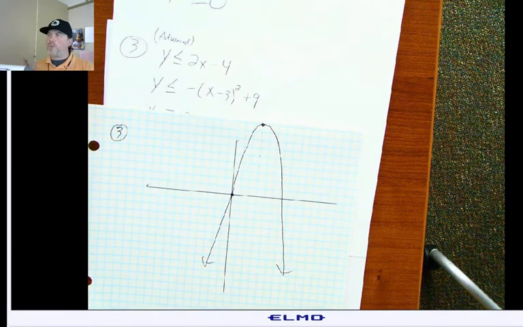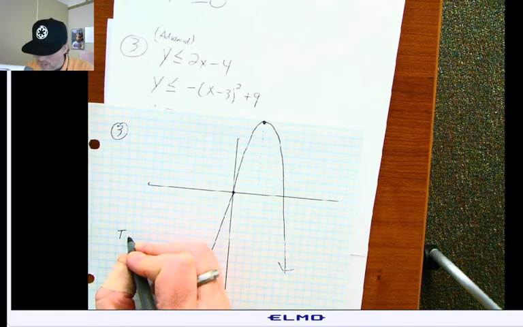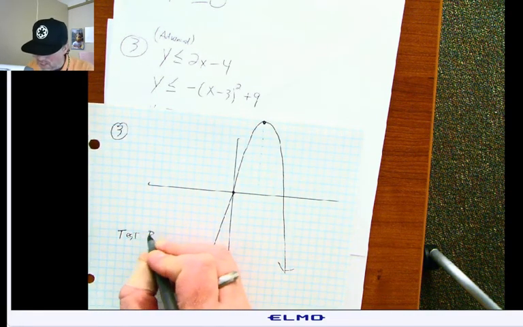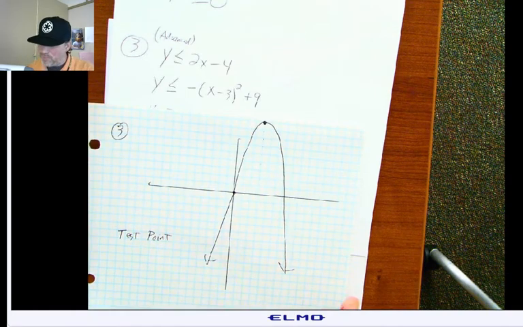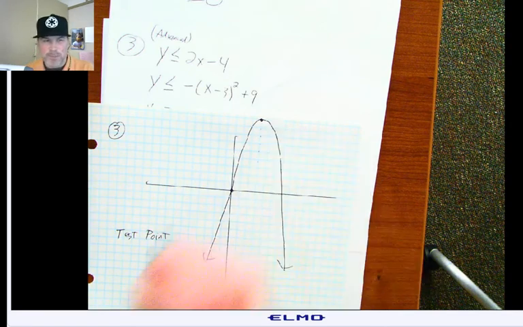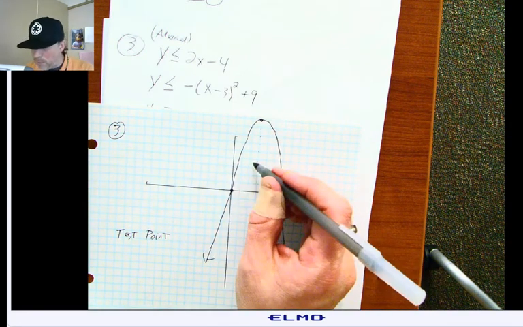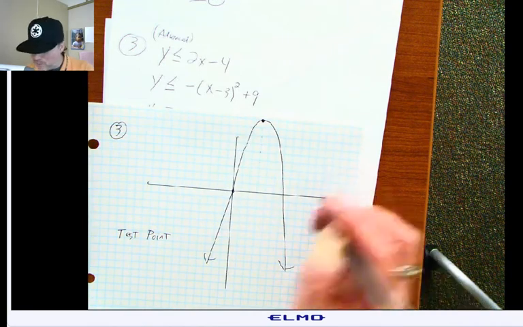Now, in previous problems, we shaded above or we shaded below, depending if it was greater than or less than. In this one, you have to do something different, and this is called using a test point. So the test point, you need to use a point that is either guaranteed to be inside the parabola or guaranteed to be outside the parabola.